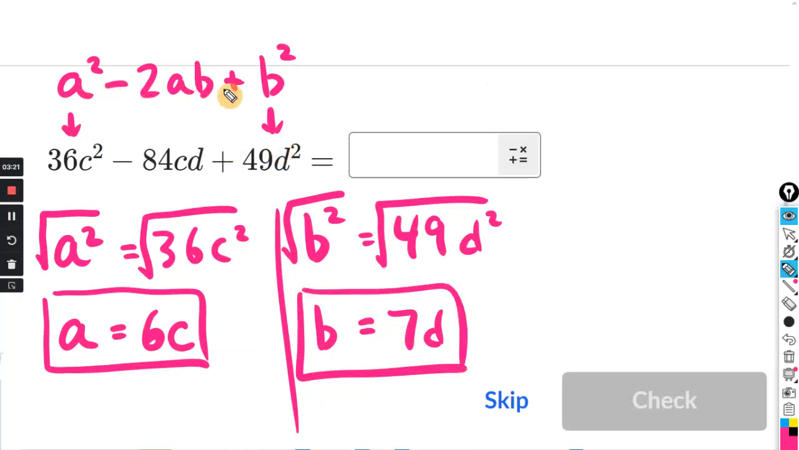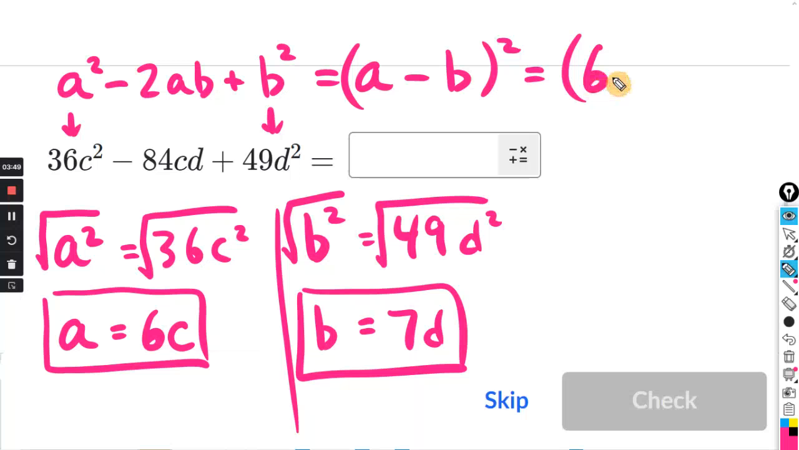So if you remember from the formulas we did at the beginning, this was equivalent to a minus b quantity squared. How did I know that? Because the middle term is negative, so it's a minus b squared. If this were positive, this would be a plus b squared. And now just subbing in what we solved for. A is 6c, minus sign, b is 7d, and that whole thing is squared.